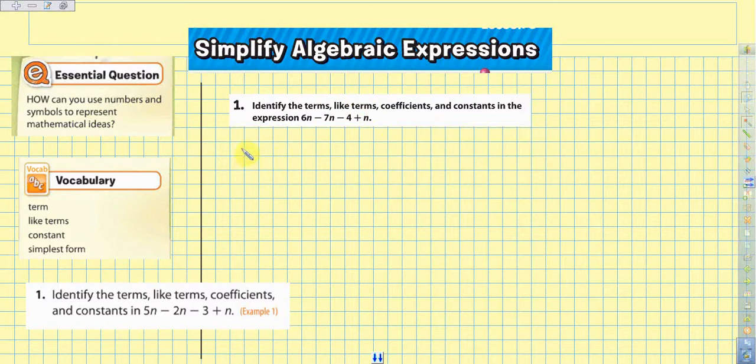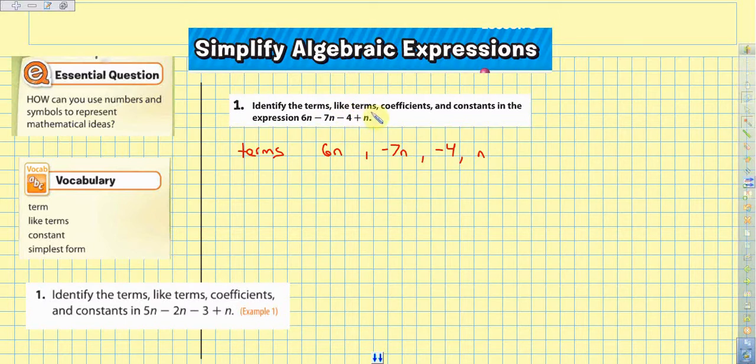So the first thing we're going to do is we're just going to label, okay, terms, and have all of these terms. I have 6n, I have negative 7n, I have negative 4, and I have n. So I'm just going to write that out. I have 6n, that's a term. I have negative 7n. I have negative 4. And I have n. Okay, I'll put a comma in between each one of these. So that lets me know.